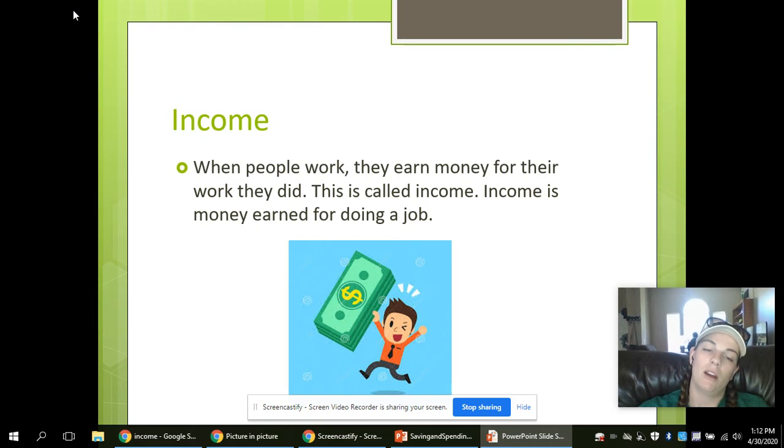Income. When people work, like your mom or dad or me, even you, if you work and you earn money for the work that you did, that's income. Income is money earned for doing a job.